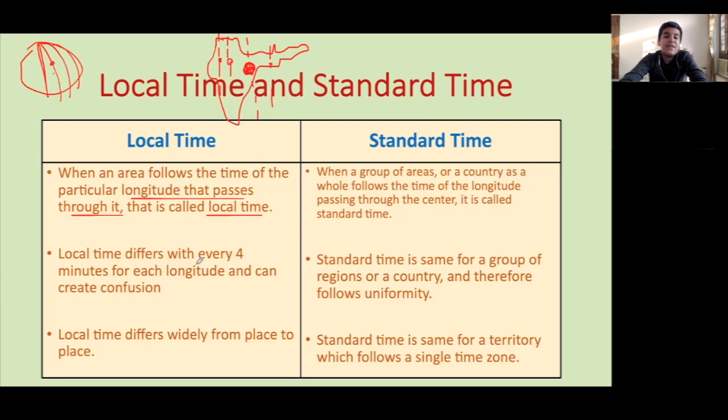Local time differs by every 4 minutes for each longitude and can create confusion. Standard time is the same for a group of regions or a country and therefore follows uniformity. So there is less confusion in standard time. Local time differs widely from place to place. So from west to east of India, it will differ widely, a 2 hour difference will be there if you follow local time. And standard time is the same for a territory which follows a single time zone.